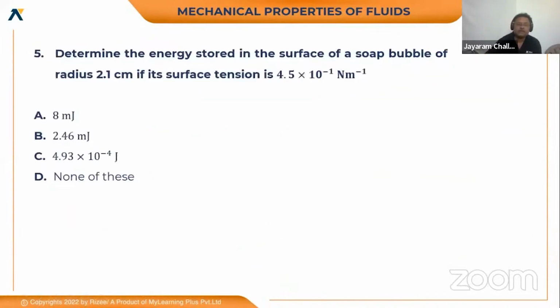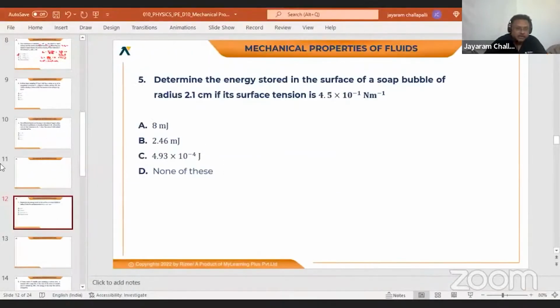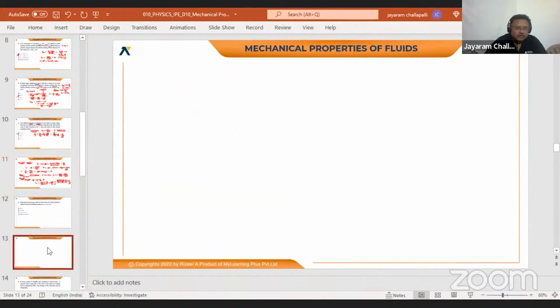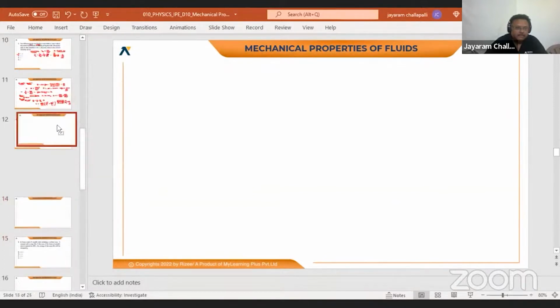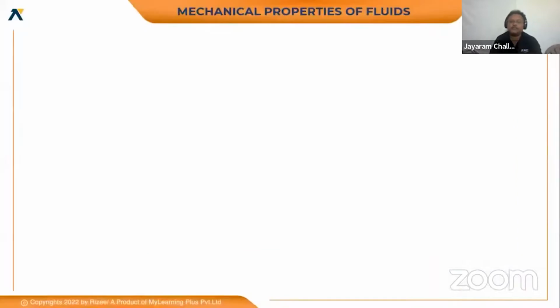Okay, next one please. So before going to this one, I would like to complete the Bernoulli's theorem also. One second, again I'll add the page. Okay, now coming to this one, what is the next most important one in fluid dynamics? This one is Bernoulli's theorem kadandi.